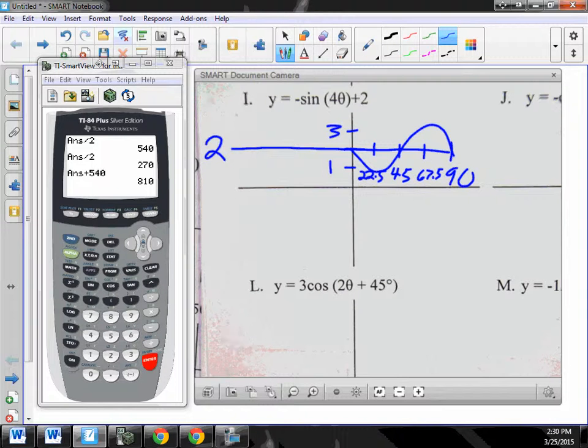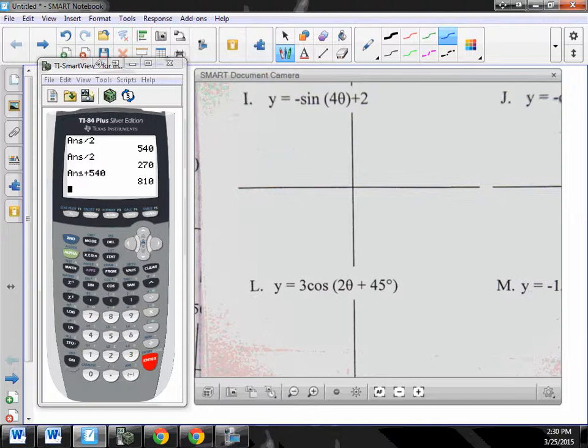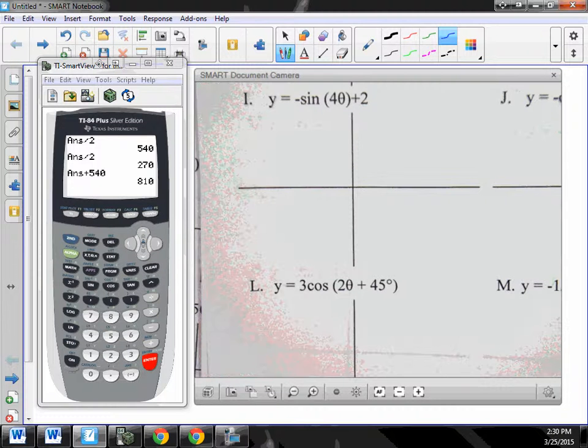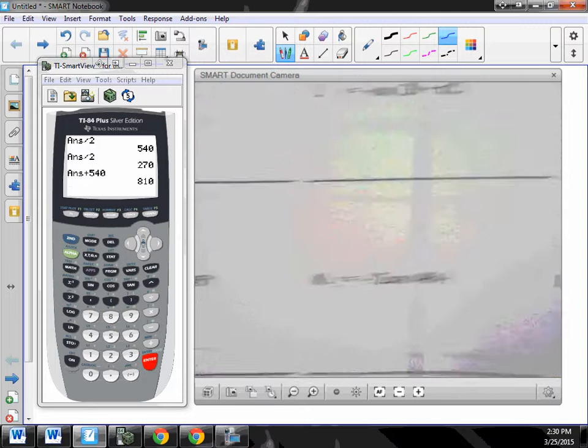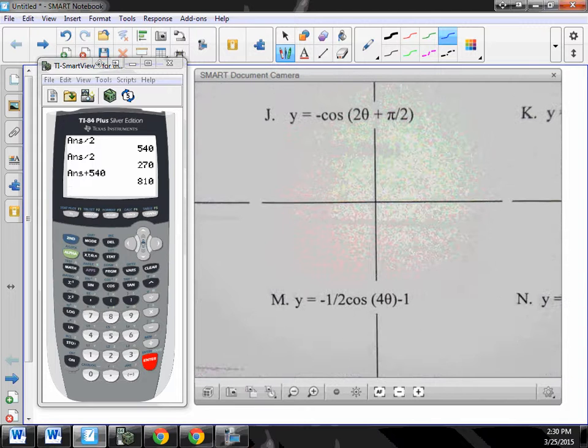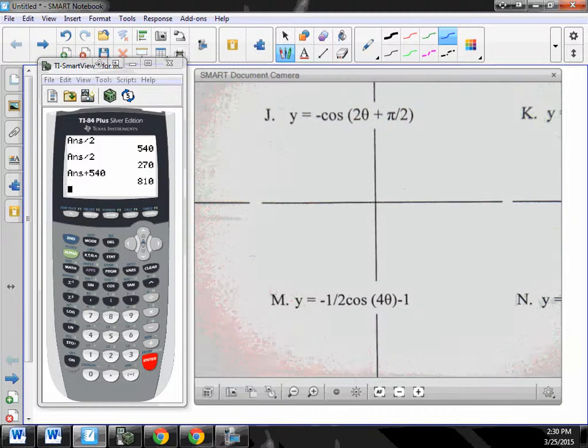Any questions on that one? Okay, well the good news is if you get that, they don't really get any harder. It's just more of the same. What's going on here?